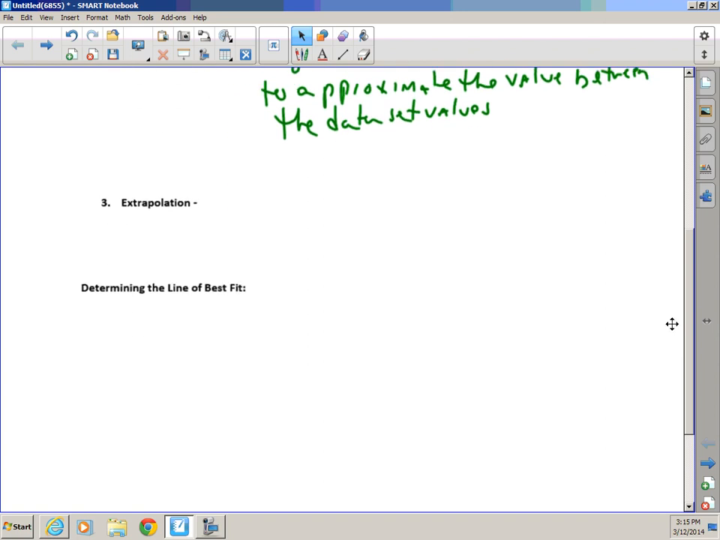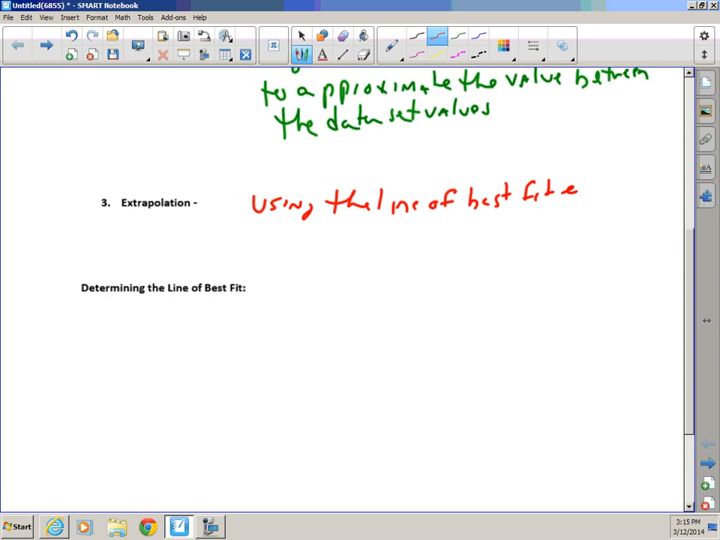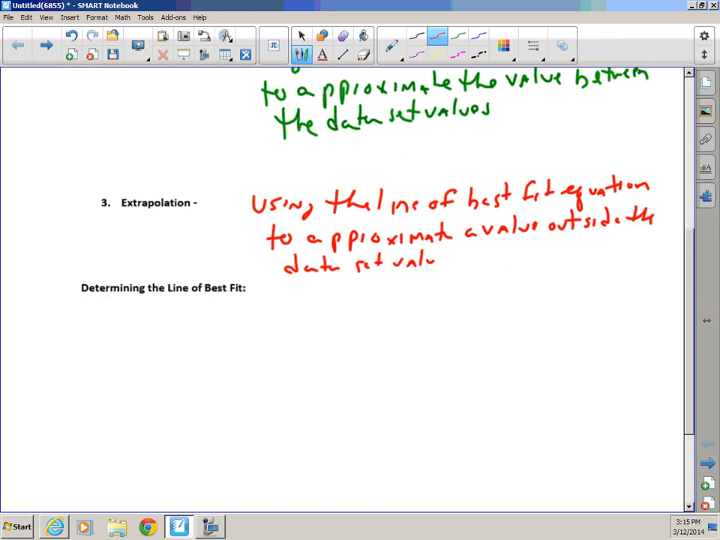Extrapolation, the extra meaning outside, is using the line of best fit equation to approximate a value outside the data set values. Okay?